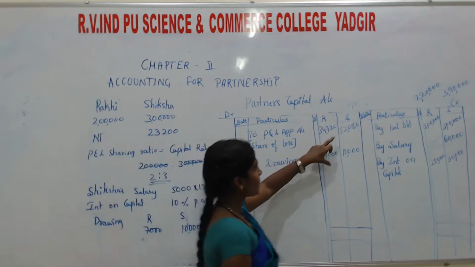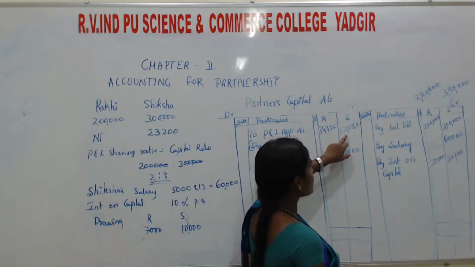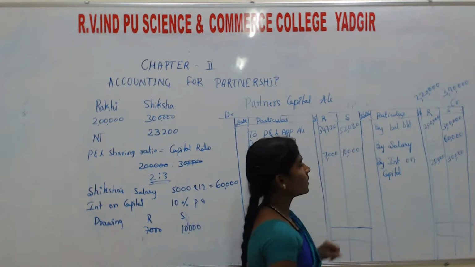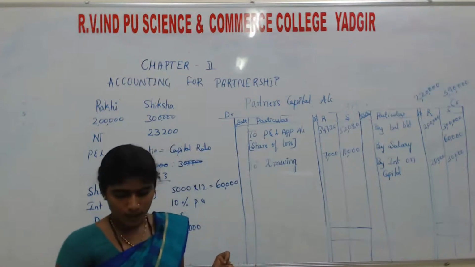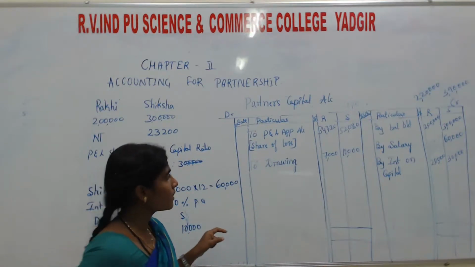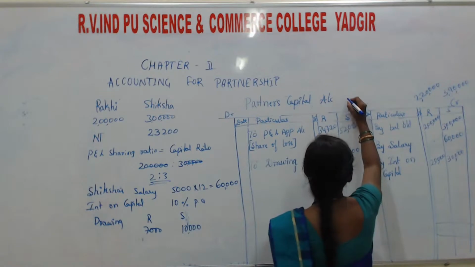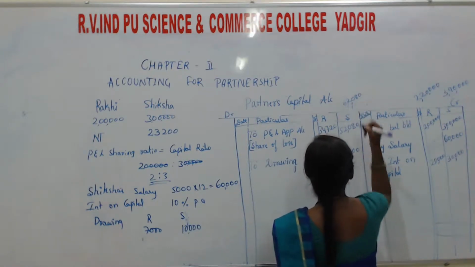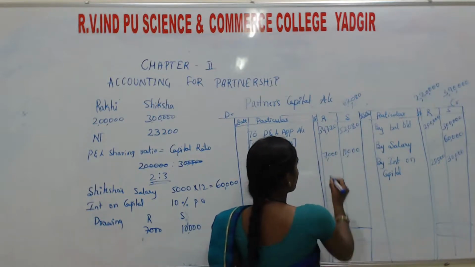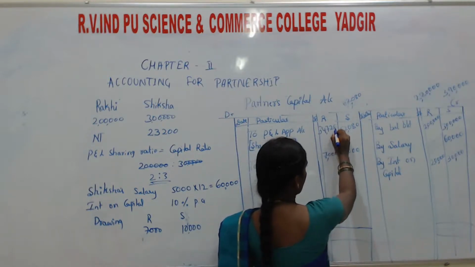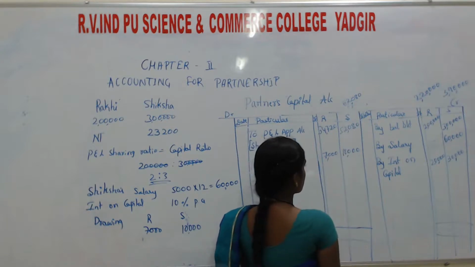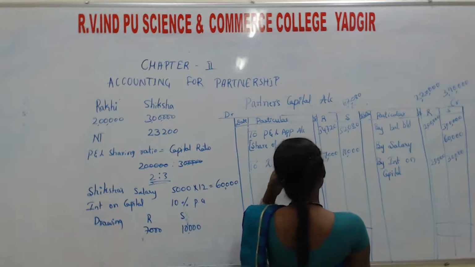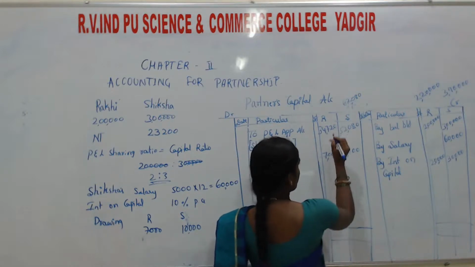Then debit total of Shiksha is 52,080 plus 10,000. So 62,080. Next, 34,720 plus 7,000. So 41,720.